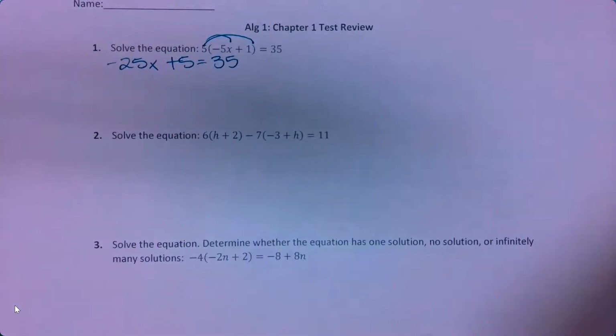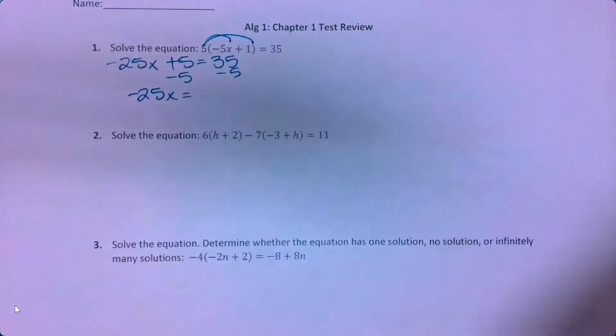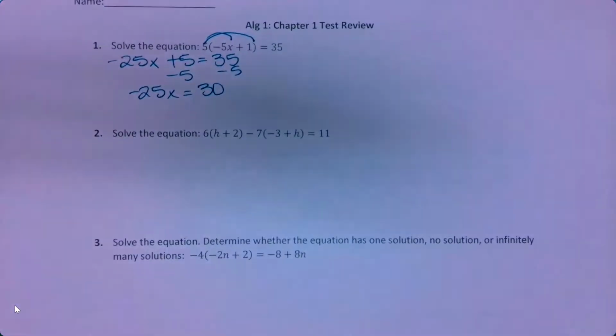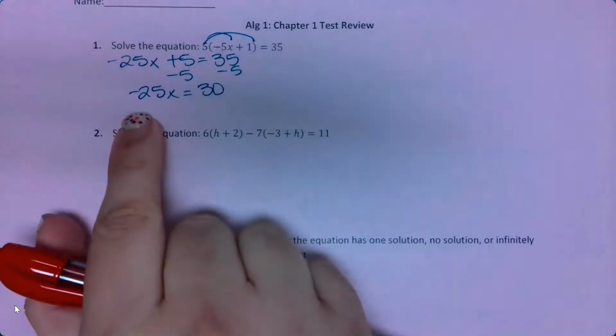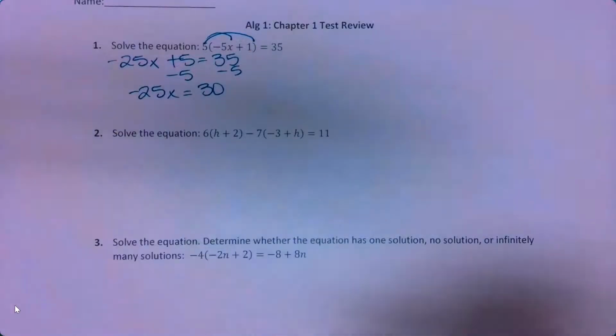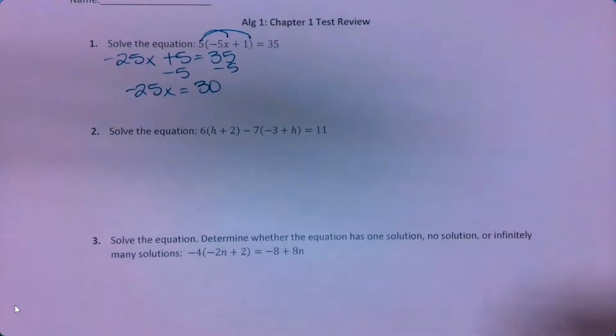I'm going to do 5 times 1, which gives me a positive 5, and this still equals 35. Then I want to go ahead and subtract 5 on both sides. This is going to give me negative 25x. 35 minus 5 is 30. I want to isolate my variable because my number is being written next to the letter. This means multiplication. So the opposite of multiplication is to divide both sides by negative 25.